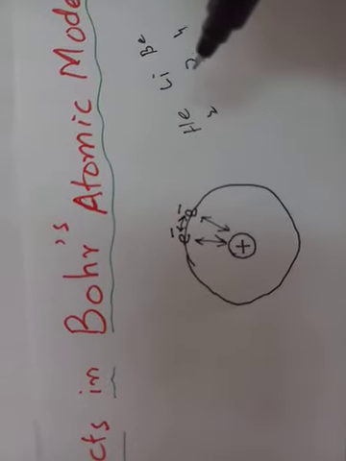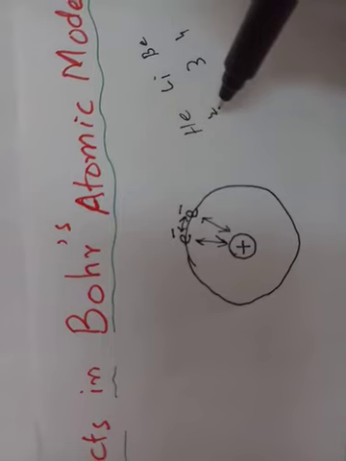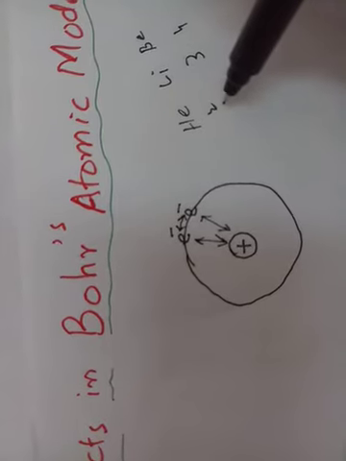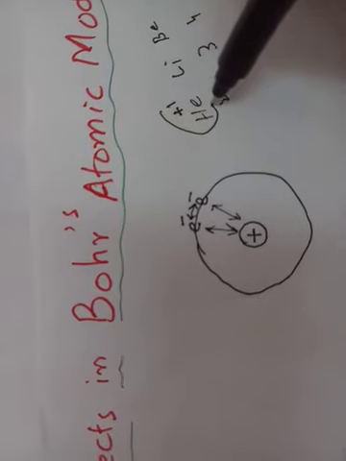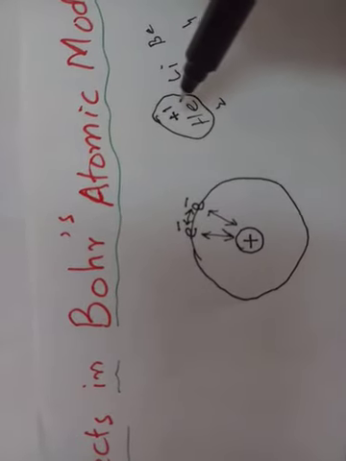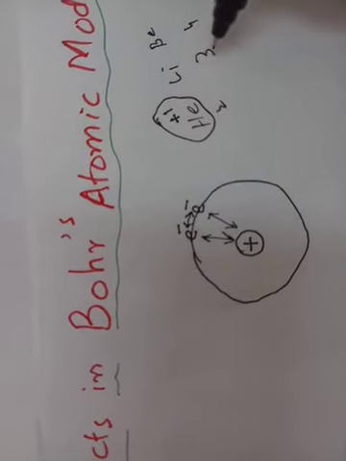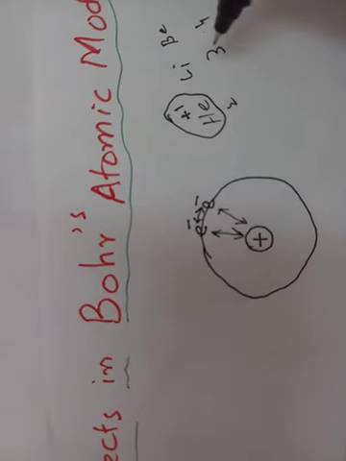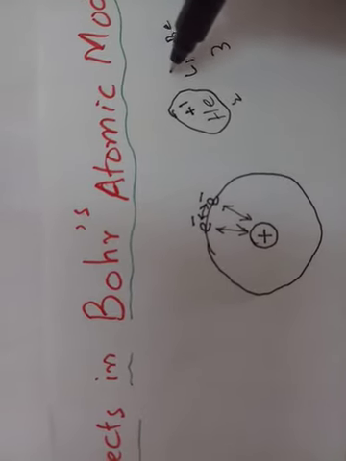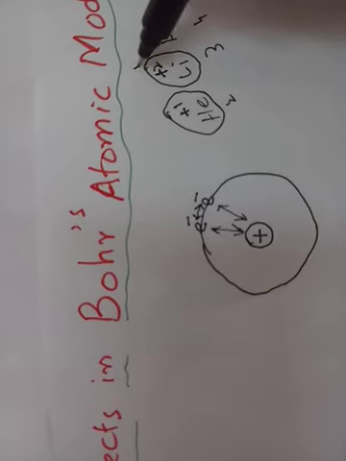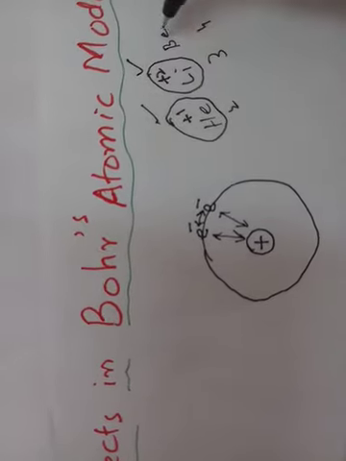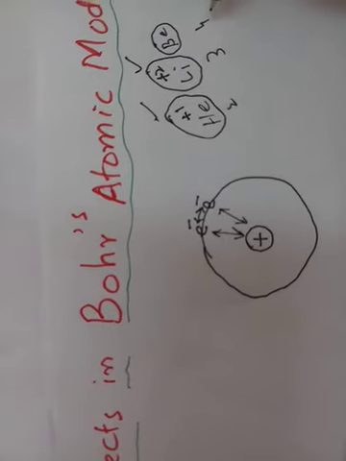But if we remove one electron from helium, which has 2 electrons, we will get He plus. Yes, now the Bohr atomic model is applicable to this. Lithium has a total of 3 electrons. If we remove 2 electrons from it, it will be left with 1 electron, so we will get Li plus 2. So the Bohr atomic model is also applicable to this ion.